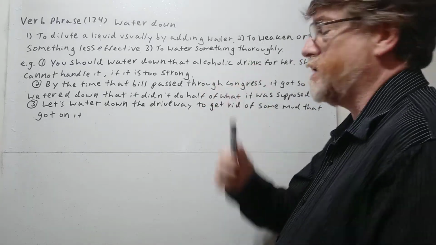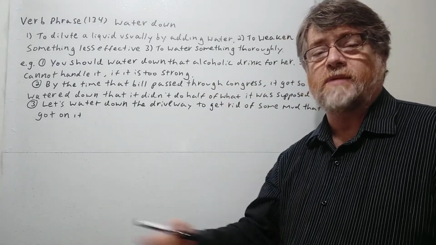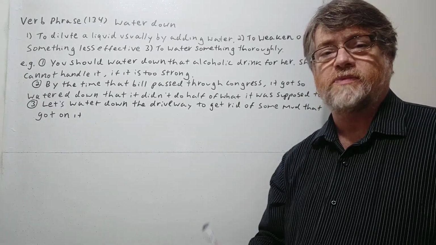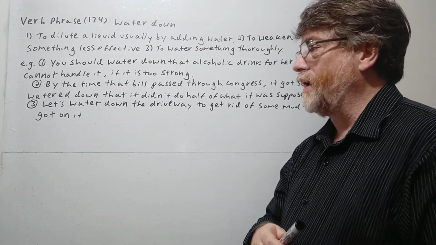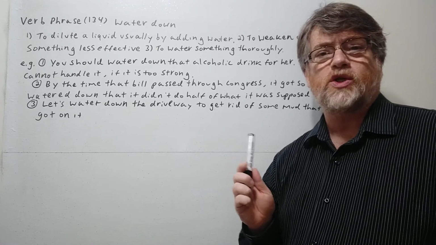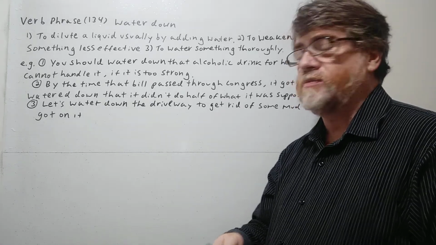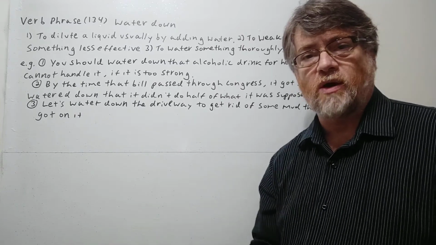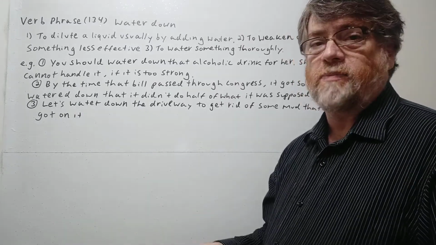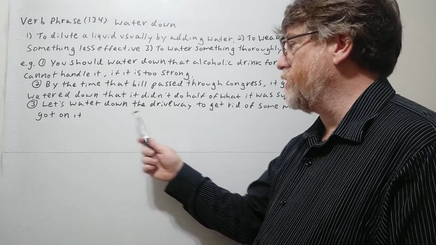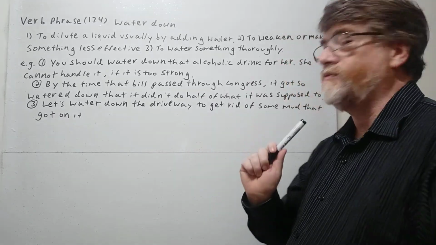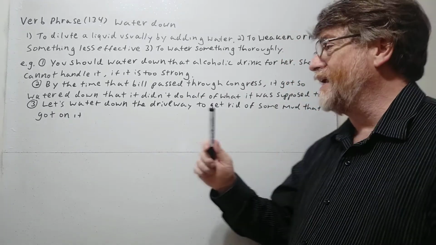To water something thoroughly, like to rinse something or spray water over something, you could water it down. Sometimes it could be because something is too hot and you want to cool it down. Or sometimes it could be because you want to rinse or wash something off. So let's look at the third example here. Let's water down the driveway to get rid of some mud that got on it.